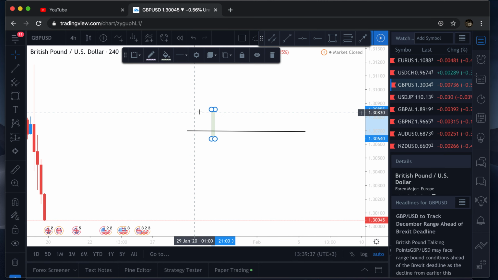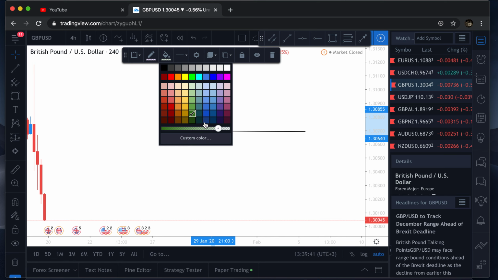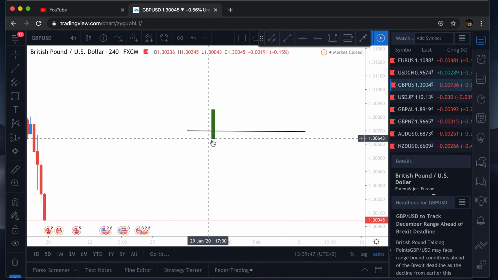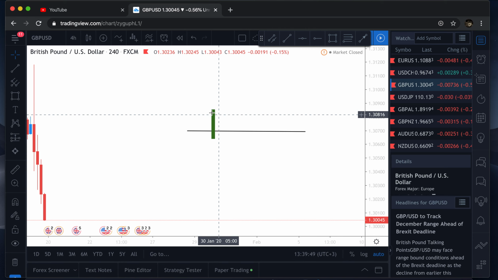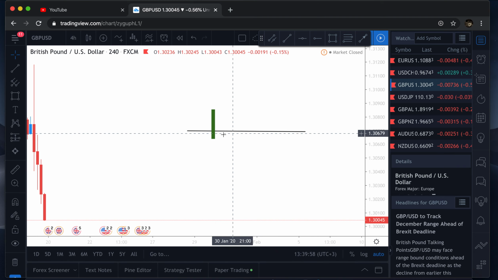Let me select. Oh, it's a really light color. Okay, what if we make it like this? Is it better? There we go. So a bullish candle comes up through a resistance and closes like this, no wicks. This is a really strong candle. So this indicates that the resistance has been broken.